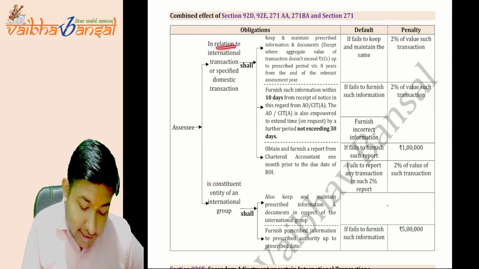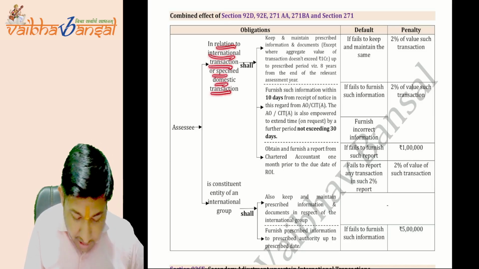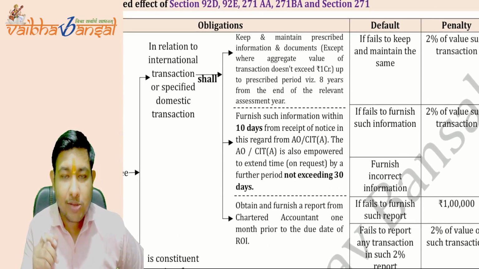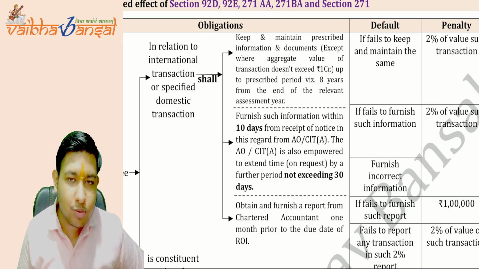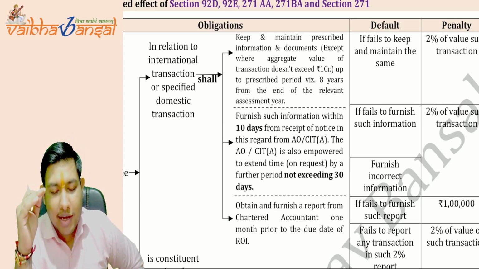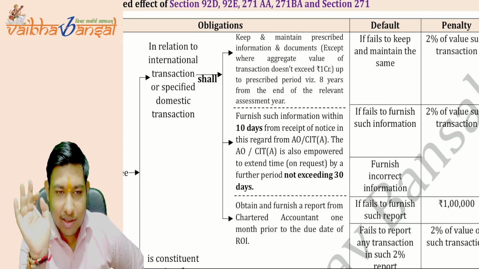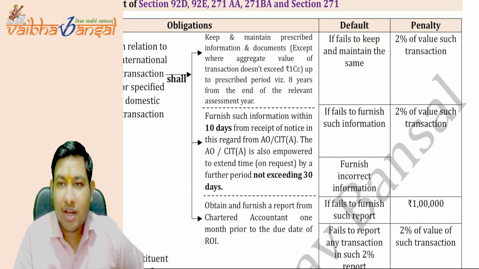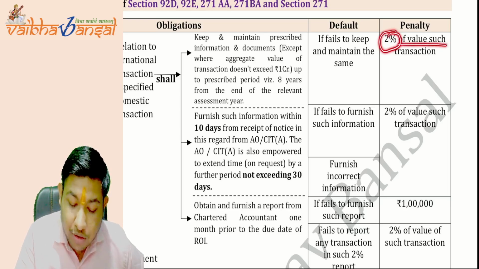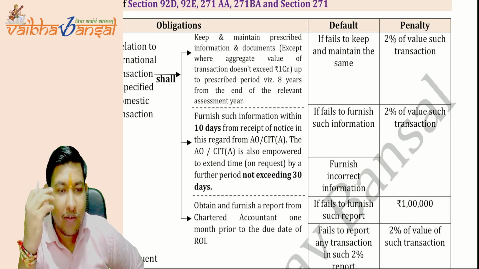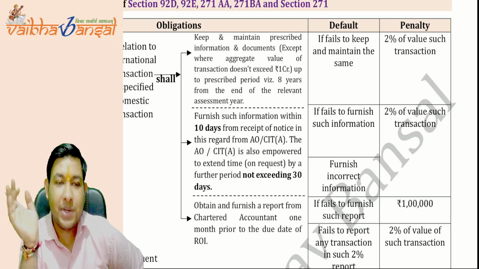What it says: in relation to an international transaction or a specified domestic transaction, you have to keep and maintain the prescribed documents up to 8 years, but you do not have to maintain those documents and information if your aggregate international transaction does not exceed the threshold. If you fail to maintain such documents and information, then you have to pay a penalty of 2% of the value of such transaction, that is, the aggregate value of the transaction for which you have not maintained and kept the documents. You will pay 2% as a penalty.